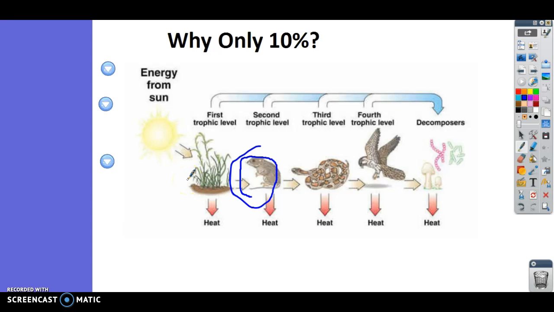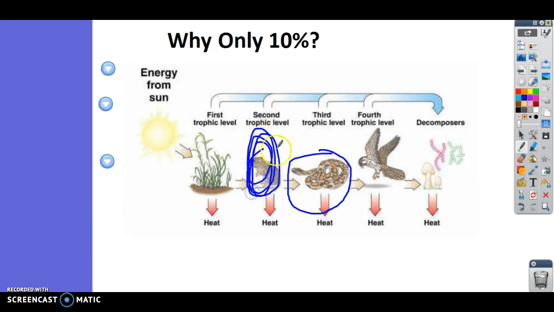Are the mice that are living in a forest or in your backyard going to eat all of the grass? I don't think so. Because if they ate all the grass, there wouldn't be any grass left. And then what would happen? They'd probably die, right? Same thing with a snake. Are all the snakes going to eat all of the mice in the world? No. Okay.